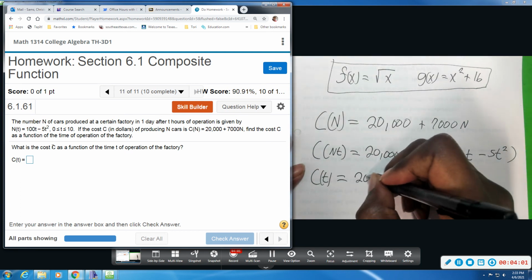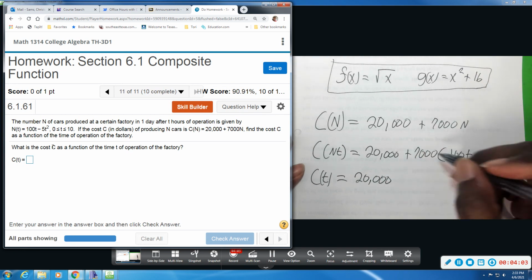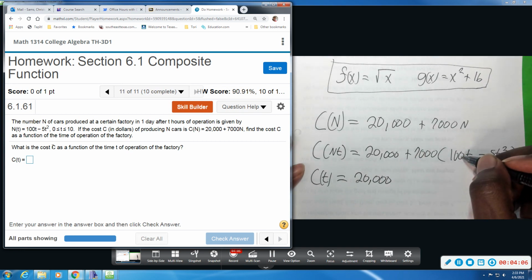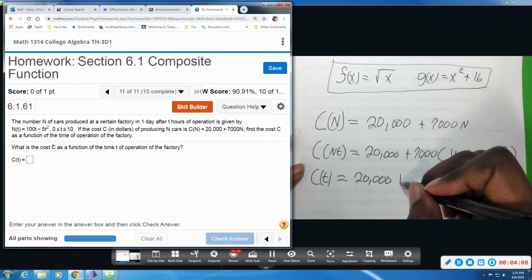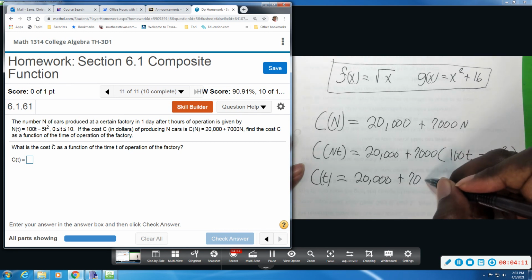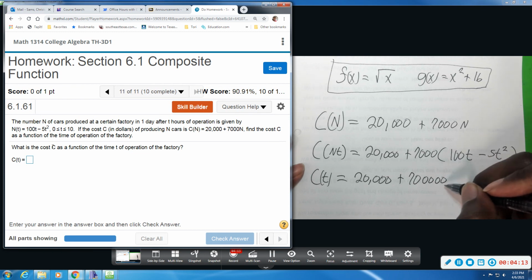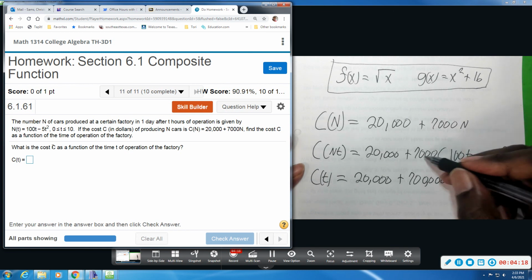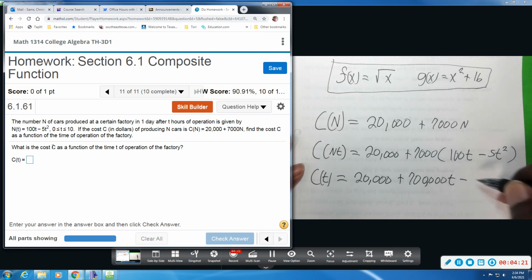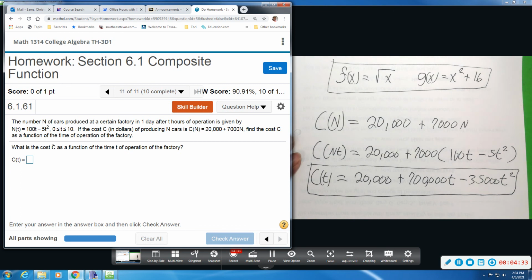So we have 20,000, and then we just add 2 zeros. So plus 7 with 2 zeros, so 700,000t, and then we'll multiply 7 times 5, which will give me a negative 35, add 3 zeros, so 35,000t squared. Okay, so this is my function, a composition of functions with some real world scenario numbers.